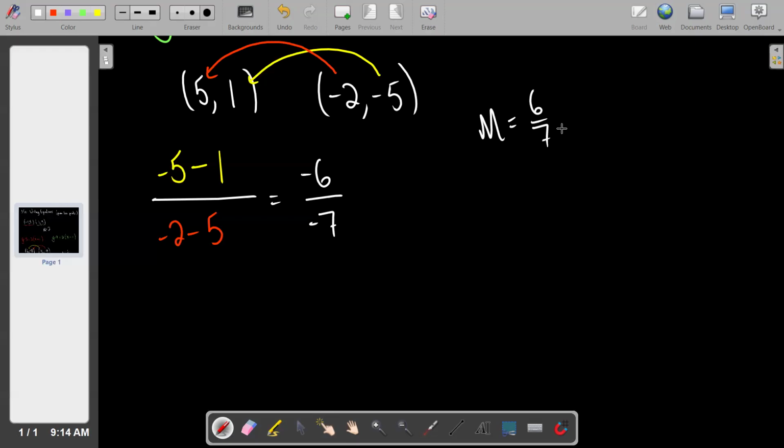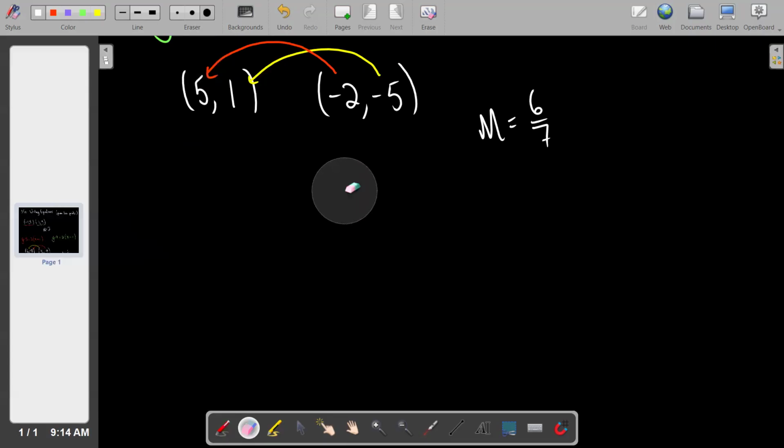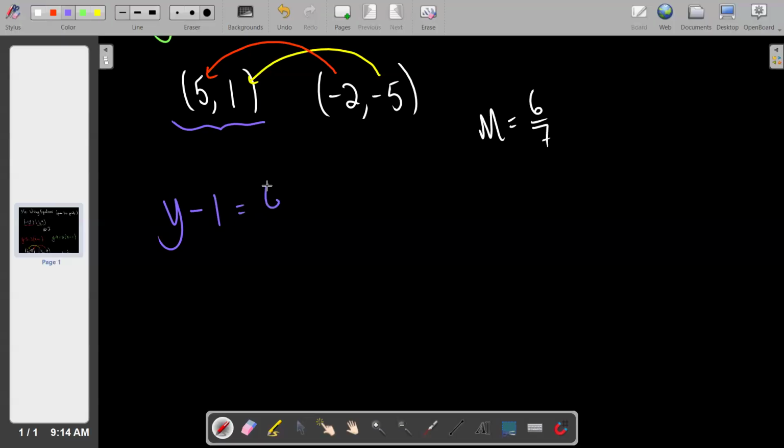And then I get to pick, right? So which point do you like better? Which one? 1 and 5. So 5, 1. So if we select that this is our point, then that's how we proceed. So our equation is just going to be y minus the y coordinate 1 equals the slope times x minus the x coordinate 5. And we're done. That's all there is to it.